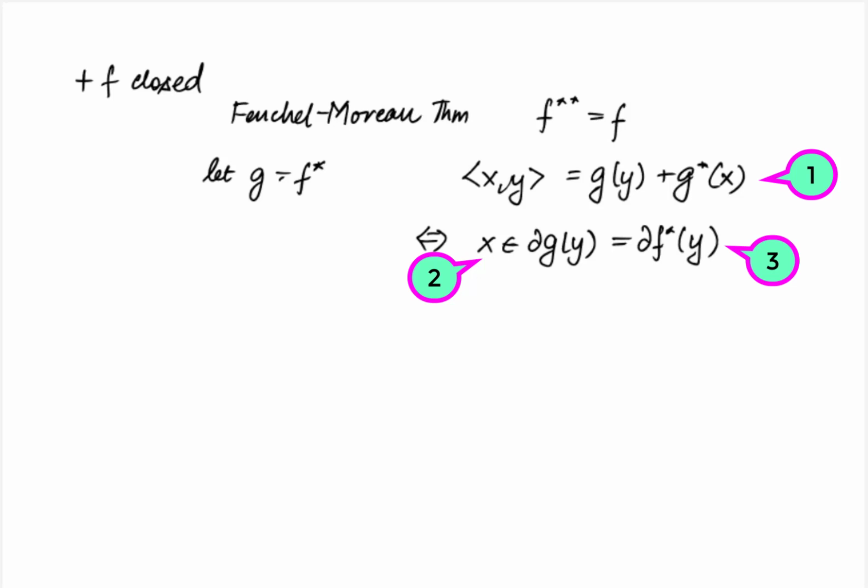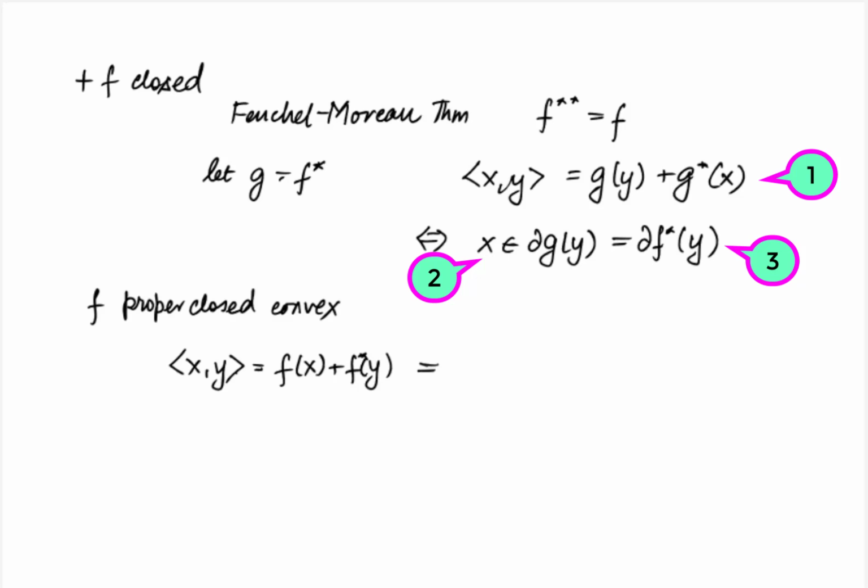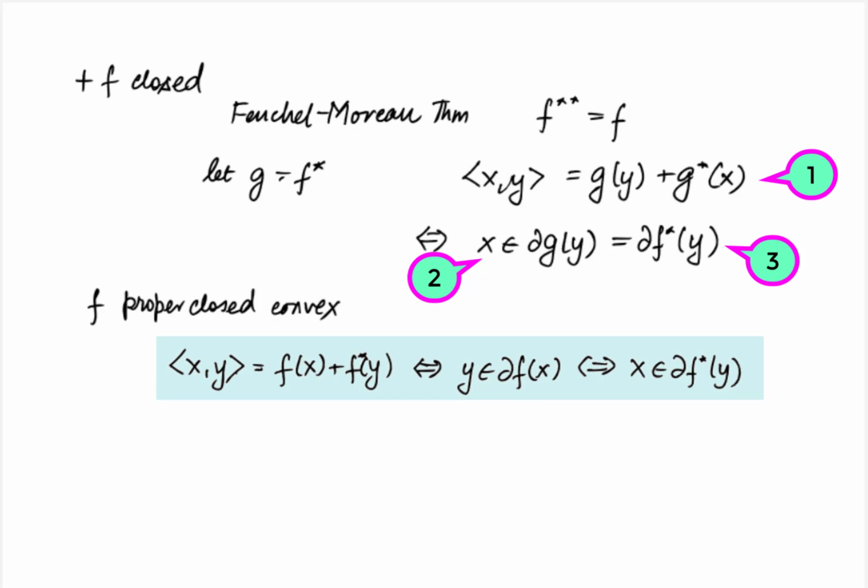So to summarize the conjugate subgradient theorem, we have seen that if f is proper closed and convex, then the equality x comma y equal to f of x plus f star of y is equivalent to saying that y is a subgradient of f at x, which is equivalent to saying that x is a subgradient of f star at y. So how does this help us in practice? It says that to find the subgradient of the conjugate function, we only need to solve the maximization problem. That is, the subdifferential of f star at y is the argmax set over x of x comma y minus f of x, without actually needing to evaluate f star.